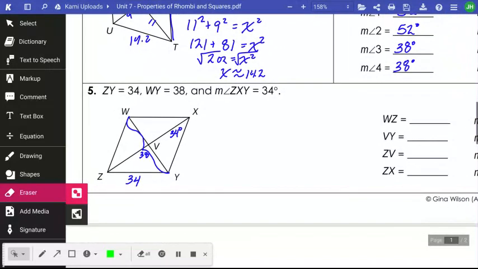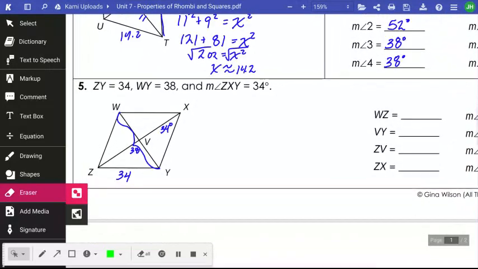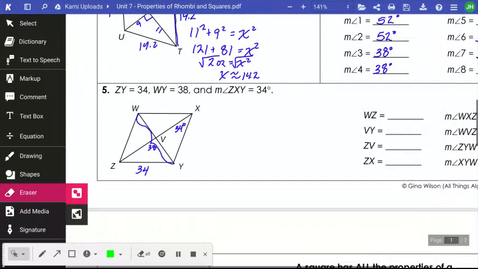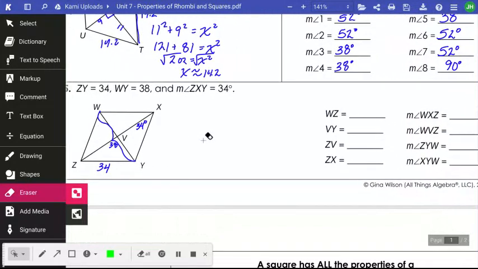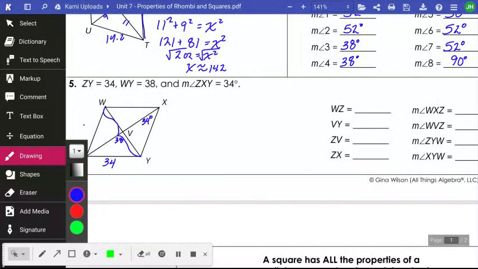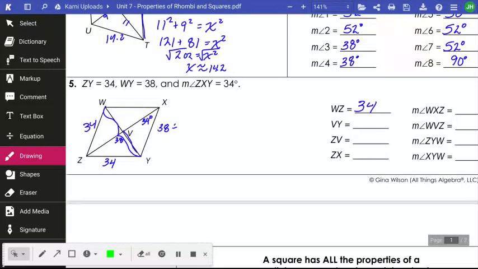Okay, so we are first being asked for WZ. And WZ is one of the sides of my rhombus. And we know that all the sides of a rhombus are equal. So WZ is also 34. VY is this section of the diagonal, and we know the diagonals are bisected. So I'll do 38 divided by 2, and I'll get 19. So VY is 19.